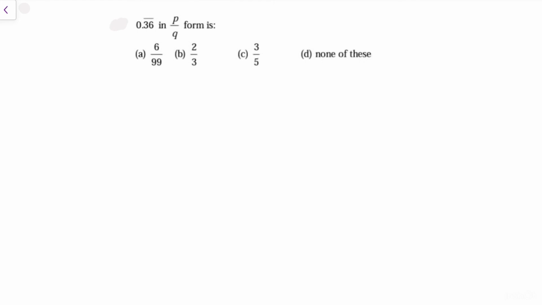Next, 0.36 bar in p by q form. Here the bar is for both the digits 3 and 6. First, take the given number as x.